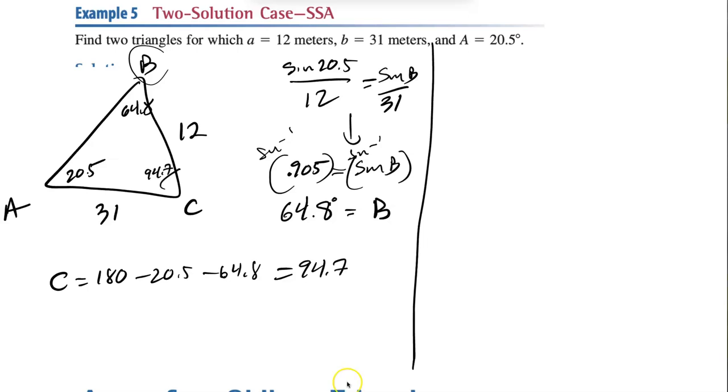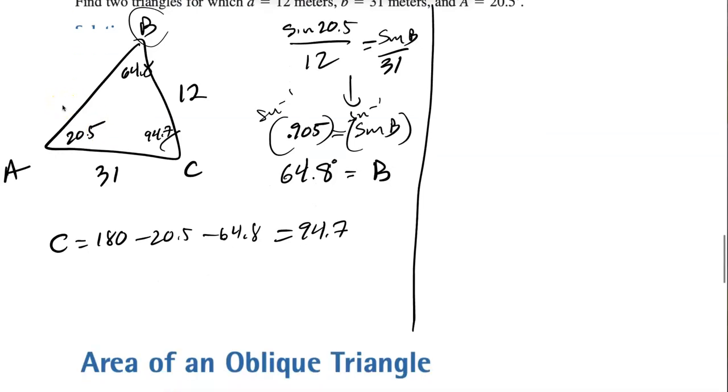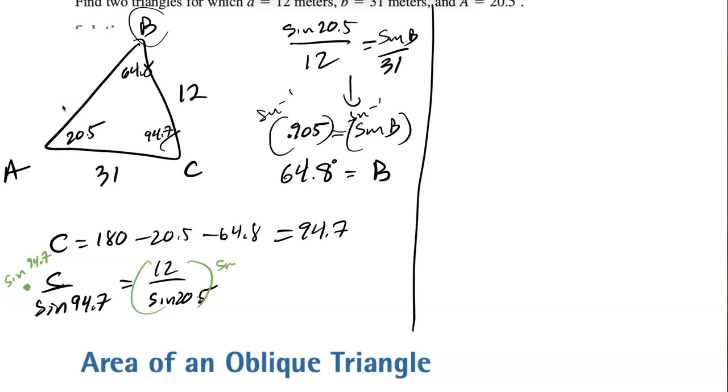So now I can figure out what side C is. I'm still looking for the side, so I'm going to put the sides on top. We're going to do C over sine of 94.7 equal to 12 over sine of 20.5. Again, you can always set this up the proper way, it's just a little faster if you put what you're looking for on top. Multiply both sides by this, and then we get C is equal to approximately 34.2. So that's all the angles and all the sides that are missing.